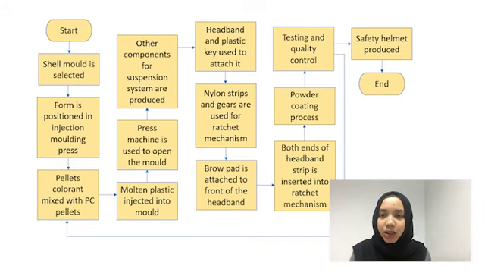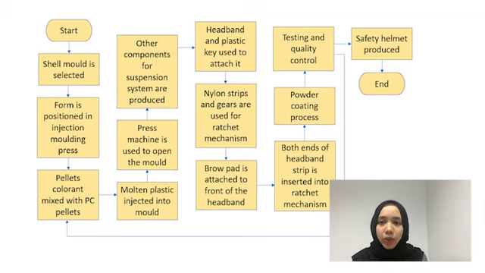After that, other components for the suspension system are produced, such as the headband, and a plastic key is used to attach it. Besides that, nylon strap and gears are used for the ratchet mechanism. A brow pad is attached to the front of the headband. Then both ends of the headband strap are inserted into the ratchet mechanism.